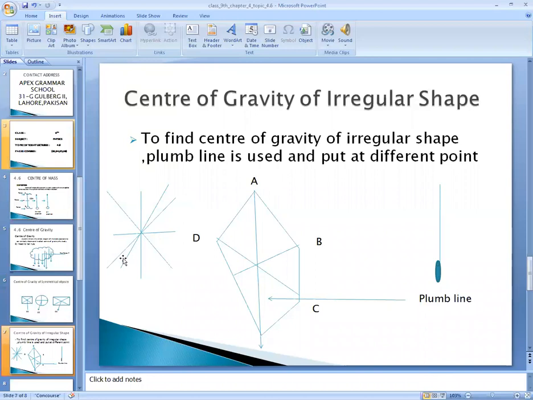Where these lines are cutting, this point will be my center of gravity. The center of gravity or center of mass is the point where my gravity force is acting. This is acting downward. If you look at your figure, they have marked it with the red arrow lines. So this is my center of gravity.